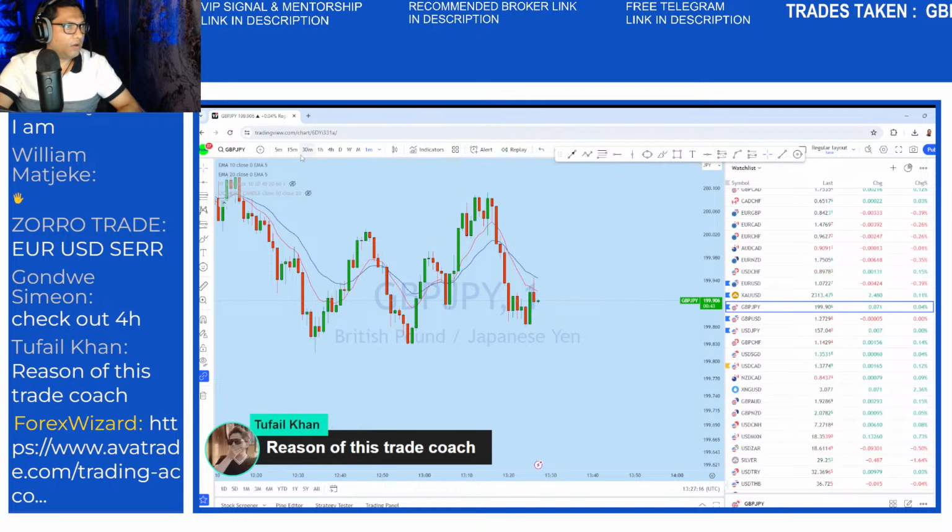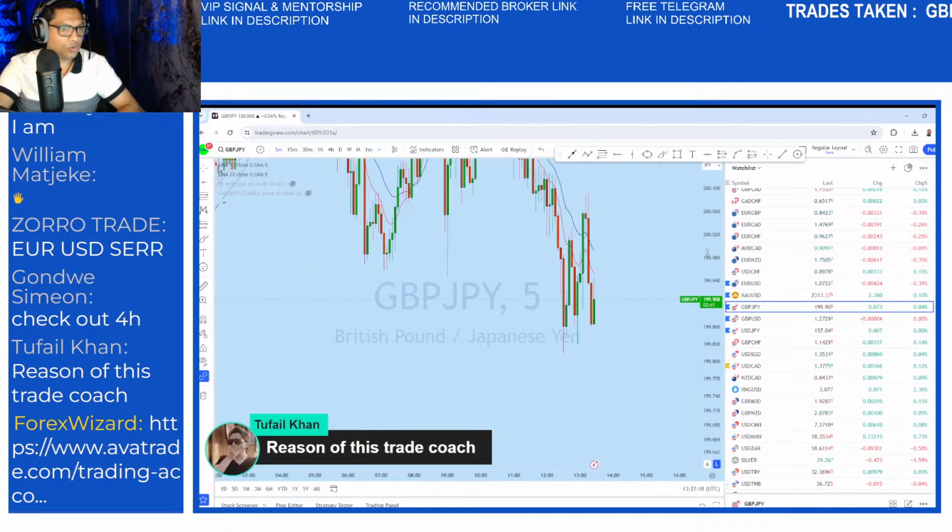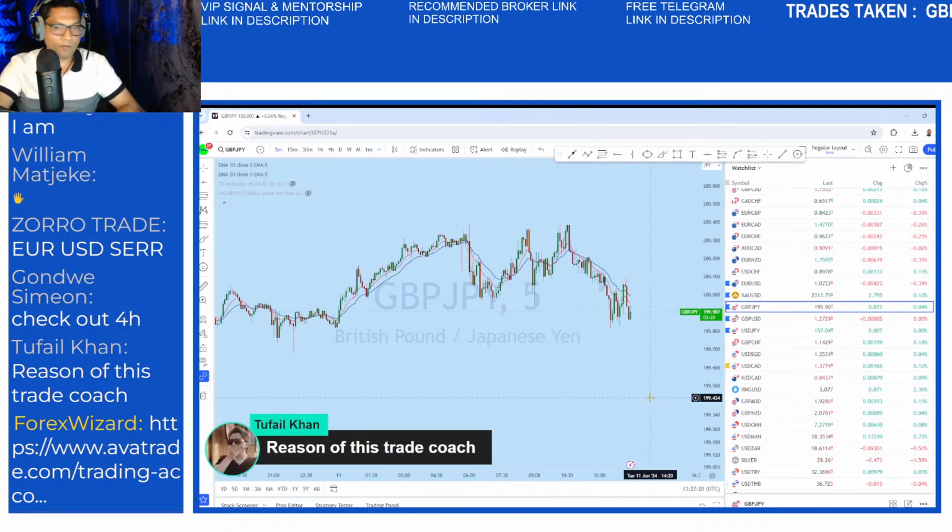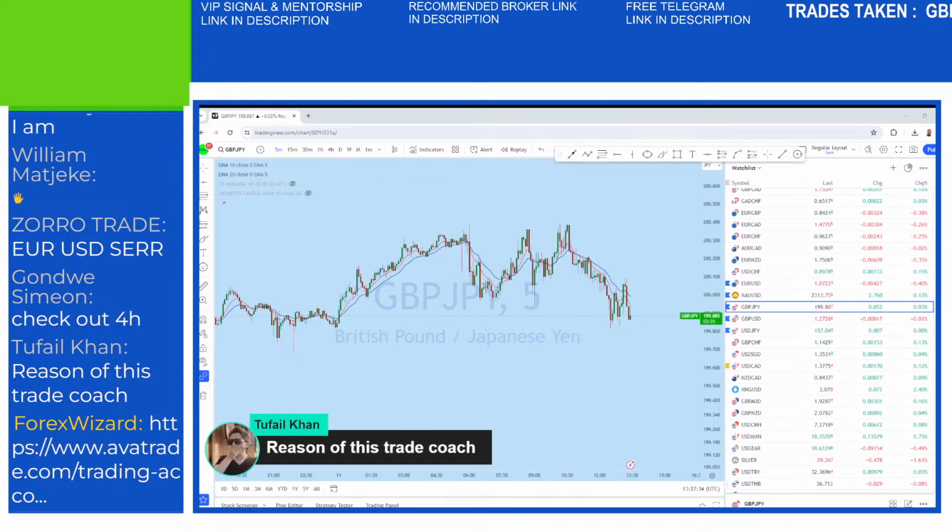GBP JPY is also slowly turning bearish. The GJ is also showing bearish price action. We'll be looking for further trading opportunities. In the meantime, I'll take a 1 minute break and come back for further trading opportunities. You can let us know in the live chat which one you are looking at.